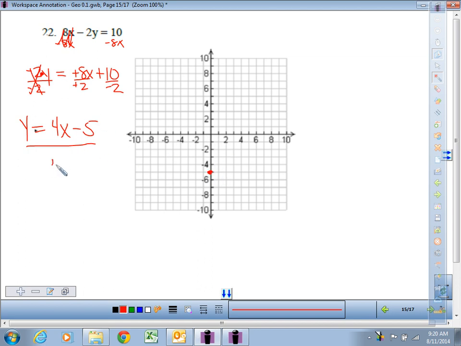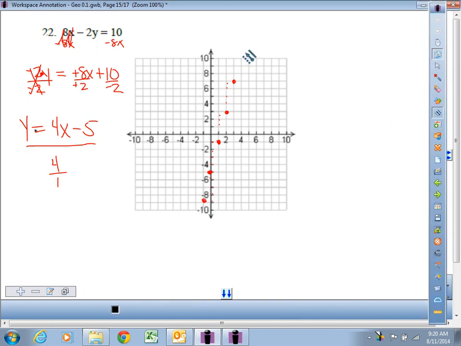Now my slope, remember, if it's just a whole number, it's 4 over 1. 4 divided by 1 is 4, so we rise 4, run 1. So we go up 4: 1, 2, 3, 4, run 1. We could also go down 4 and run 1, and that would work out as well. That's a negative and a negative movement, so we'd be positive there.